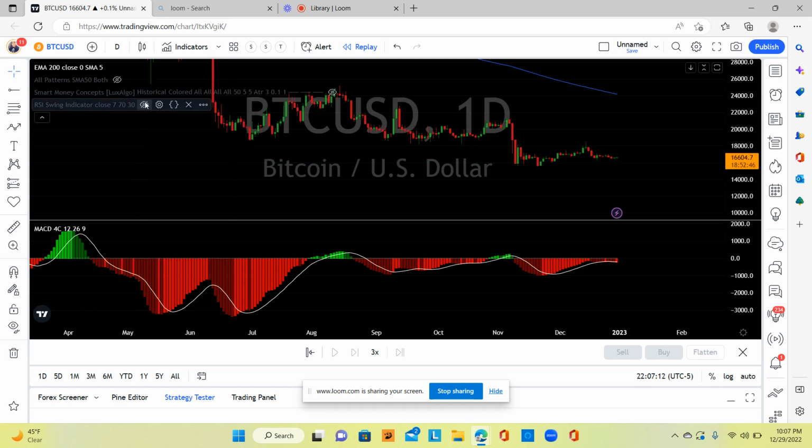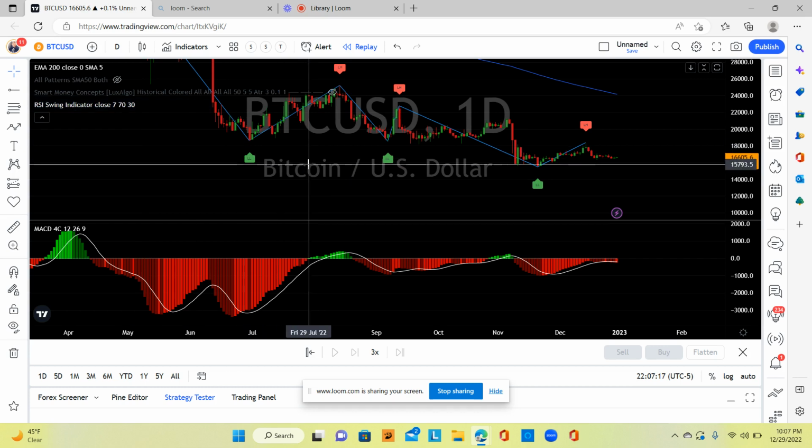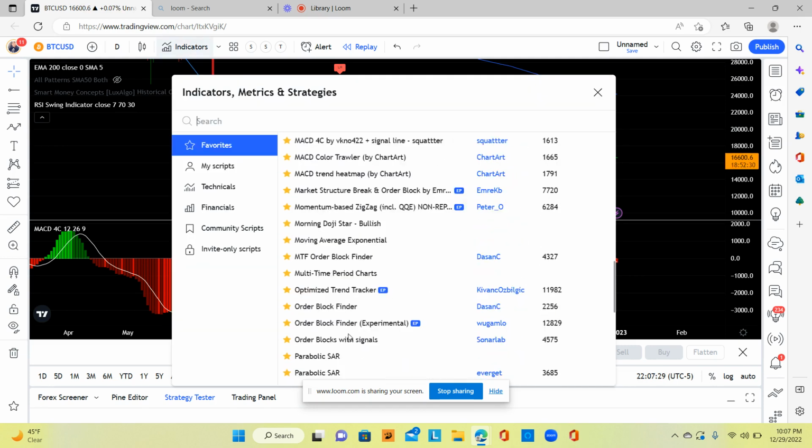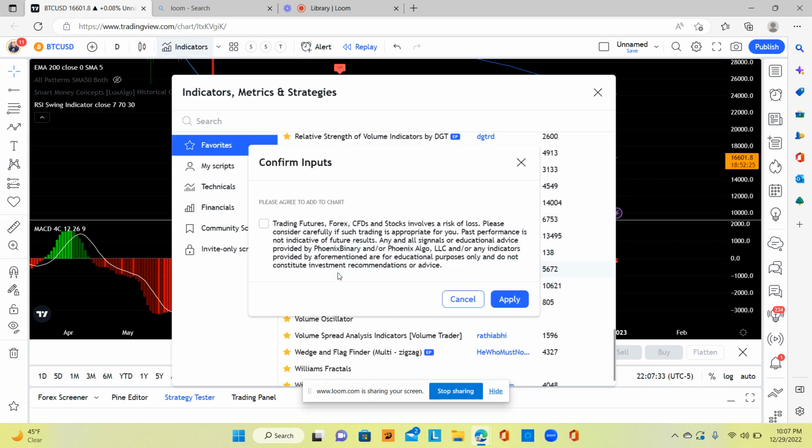Okay? Then I got my RSI swing indicator. Where is my low? Listen, I can't tell if that was a lower high or higher high. I can't tell if that was a lower low or lower high. Oh, now I can. I see it. Okay. My RSI divergence indicator.